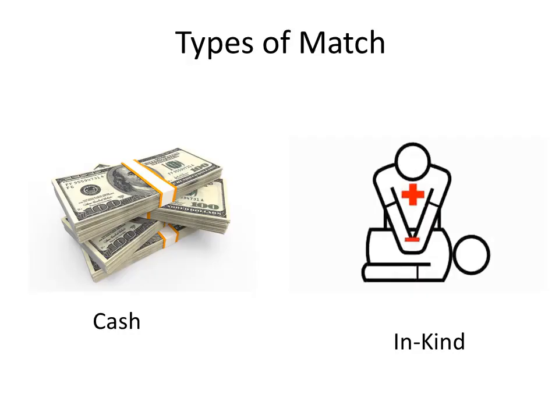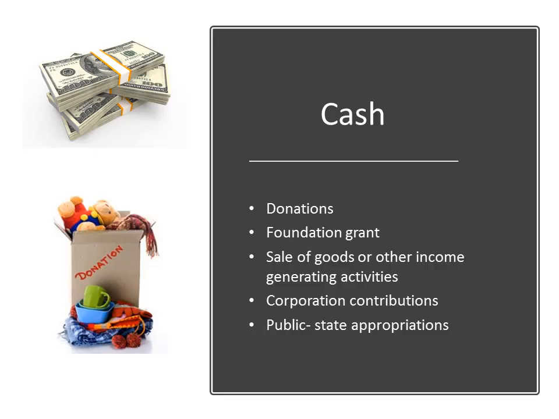Match could be cash or in-kind. In this webinar, we will look at both of these sources of matches. So let's first look at cash. Cash match sources are payments you receive in the form of cash, check, electronic payment, or donations. Your cash match sources could be from a foundation grant. It could be sales of goods and other income-generating activities. It could be corporation contributions, and also public, such as state appropriation.